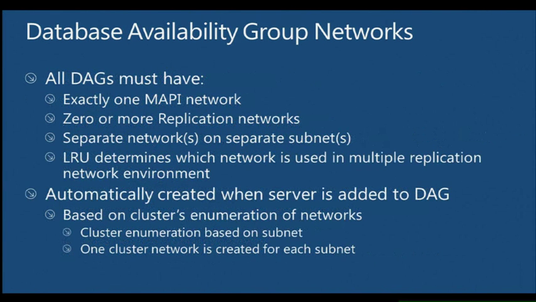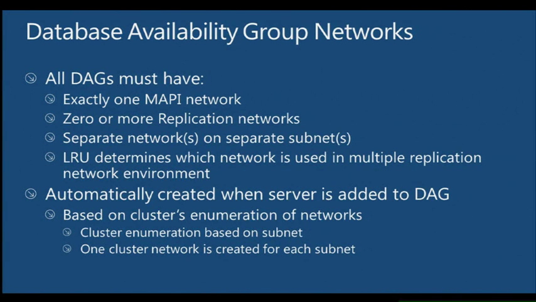Now, what are the requirements? Historically, with highly available mailbox servers, we always wanted you to have 2 network cards in each member. We don't require that anymore. With a DAG, we only have a requirement of 1 network card. All DAGs must have exactly 1 MAPI network. They can't have multiple MAPI networks, only 1. All DAGs can have 0 or more replication networks. So you see now that the replication network becomes optional. It's not required. And DAGs can also have multiple replication networks.